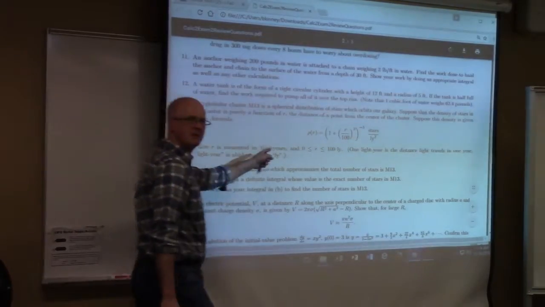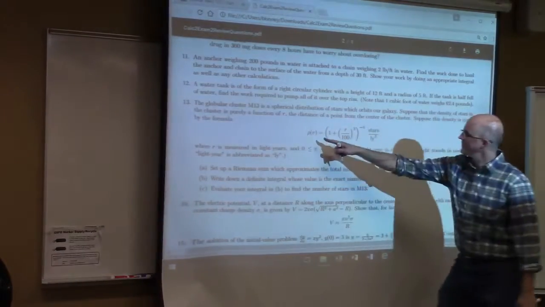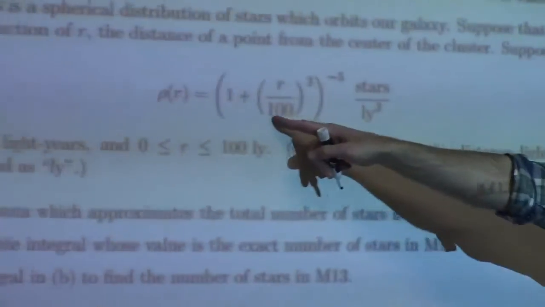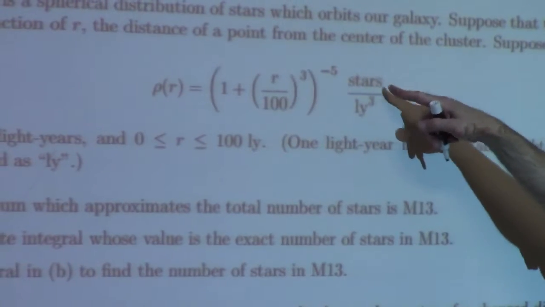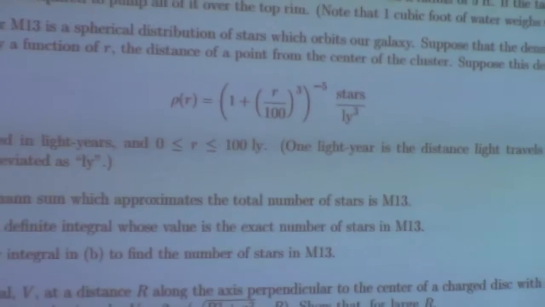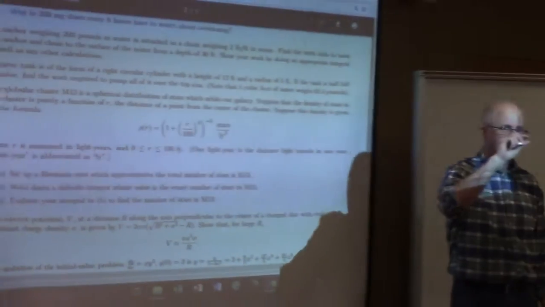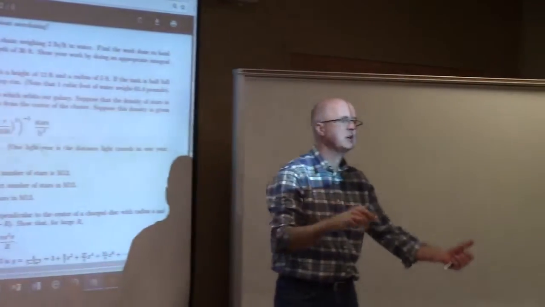Can you see this okay? Zoom in if you need to. Rho of r is a density in stars per cubic light year. Cubic centimeters, maybe about this big. Imagine how big a cubic light year is.